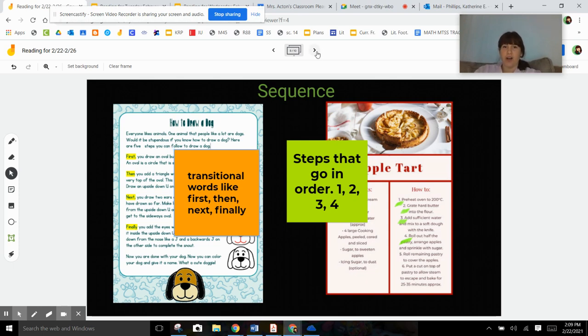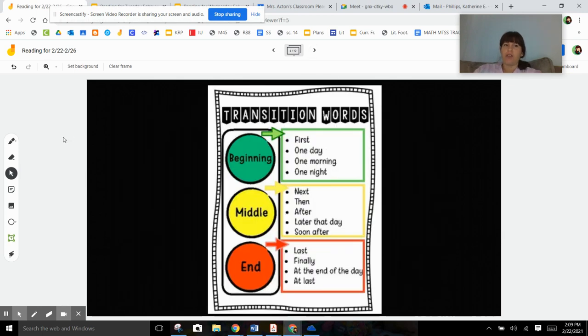Okay. All right. So first thing I want us to notice is these transition words. Whenever you're opening up a text and you're trying to see, is it chronological, is it sequence, or is it descriptive? The first thing I would do, because it's the easiest one, is see if you see these words: first, next, then, last, finally. If you see those words immediately, then you know that it is automatically a sequence structure.